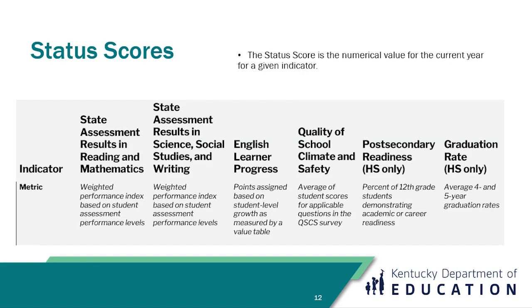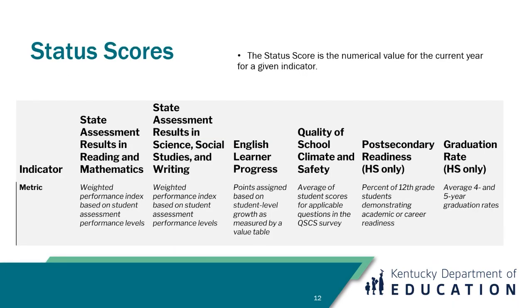The status score is the numerical value for the current year for a given indicator. Here you can see how the status score is calculated for each indicator. As previously stated, the status score for the QSCS is calculated by averaging the average score of the safety construct with the average score of the climate construct. Finding the status score is the first part of the process to find the overall score.